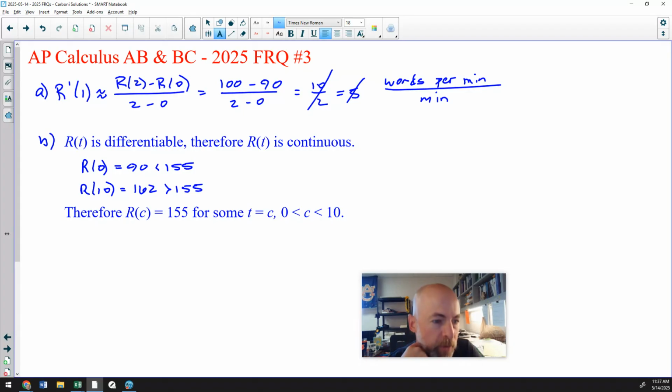Use a trapezoidal sum with 3 approximations to approximate the value of that. Okay, that's pretty nice.